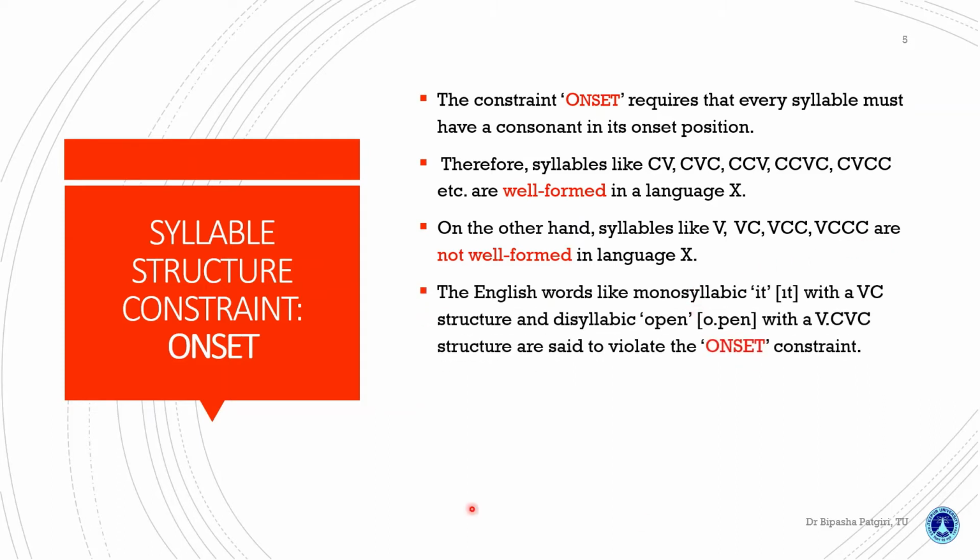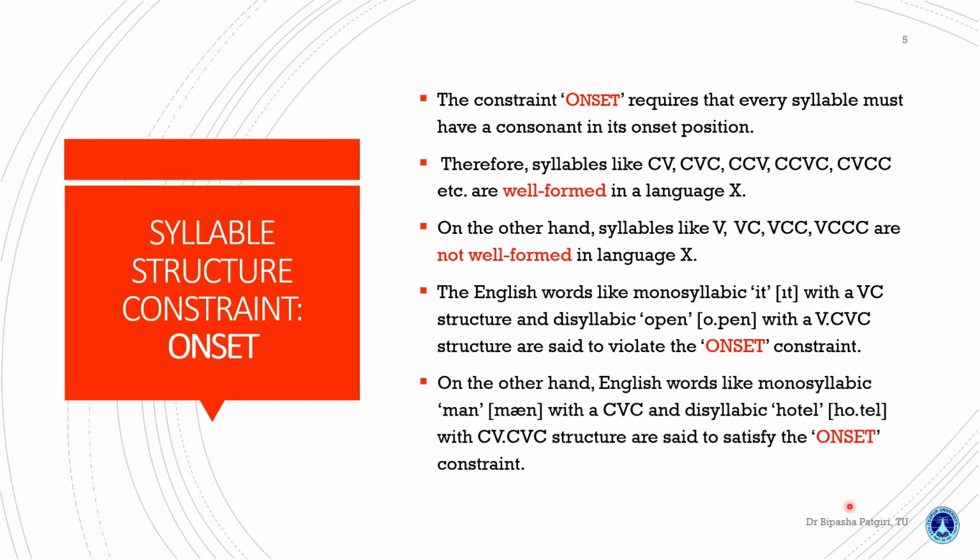The English words like monosyllabic it with a VC structure and disyllabic open with a V.CVC structure are said to violate the ONSET constraint. In the second case, as you can see, in the disyllabic open, the first syllable is an onsetless syllable. It begins with a vowel, and that particular syllable violates ONSET. Similarly, the monosyllabic it also has a structure VC. It has a coda, but it doesn't have an onset. That is why both these syllables, monosyllabic it and the first syllable of the disyllabic open, have violated the ONSET constraint.